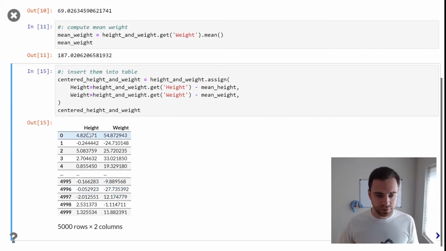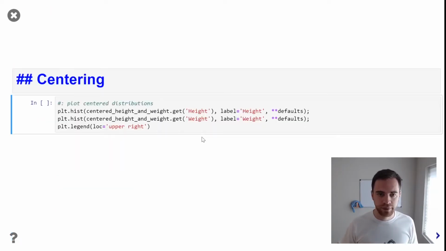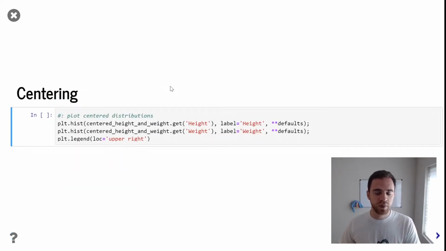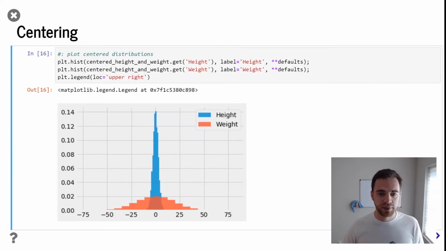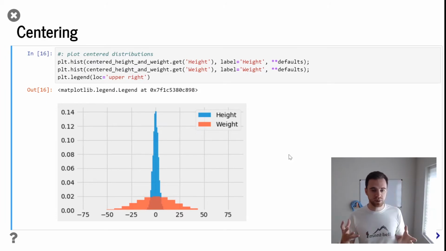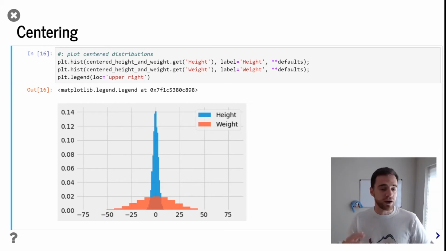If I did the same with the weights, it should also be 0, but you notice that the weights are kind of more spread out, they're more variable. So this is what we get after centering. Now suppose I plotted the new histograms after subtracting the mean. Here's what I get. Those two distributions are now centered at the same place, at 0. And now the only difference between them is how wide they are.